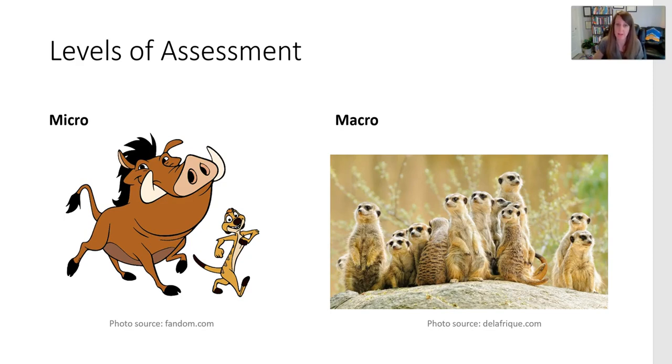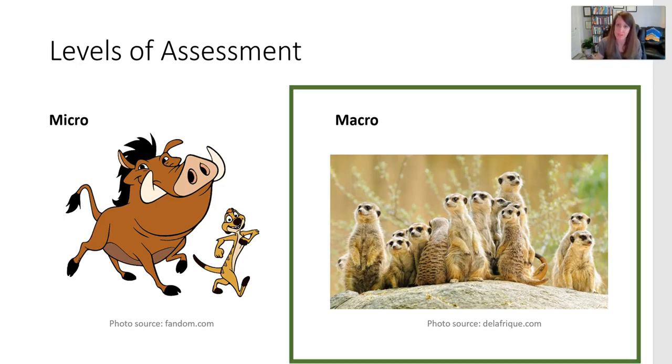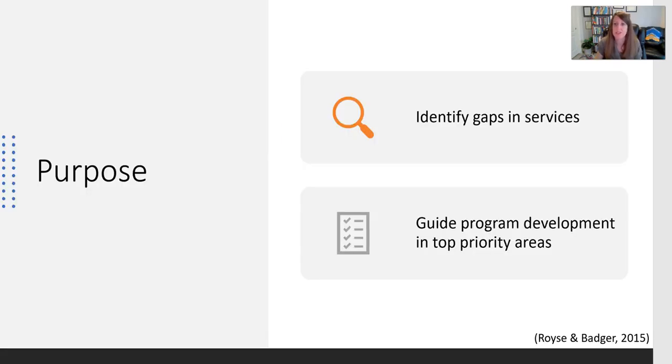Whereas a more macro level, community-based needs assessment is looking at a whole colony of meerkats, if that's what they're called, and what the whole community needs as a whole, and how we can serve that entire population. So that's what we're going to be talking about today. The purpose then is to identify gaps in services and then use that information to guide how programs and agencies develop to meet those needs, with the top priorities being addressed first.